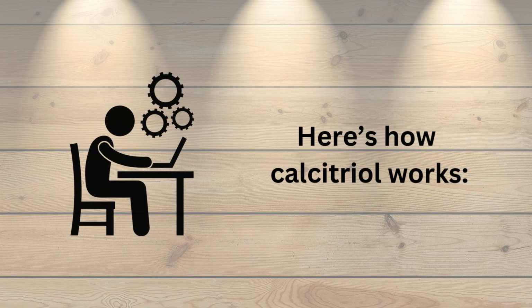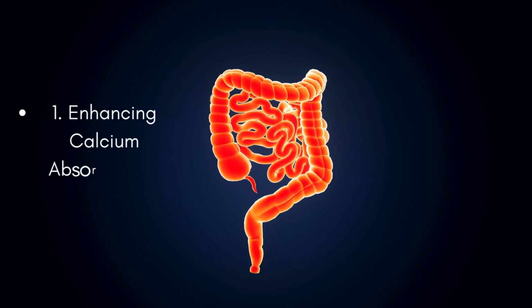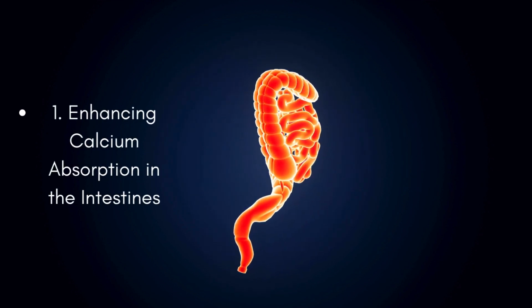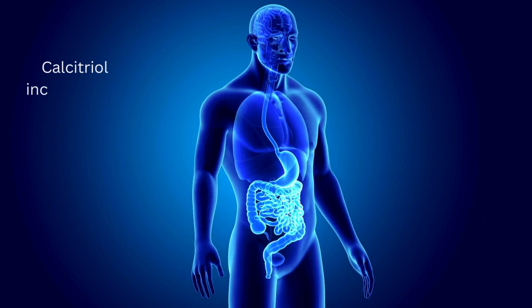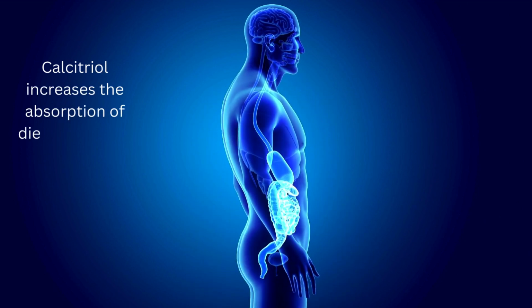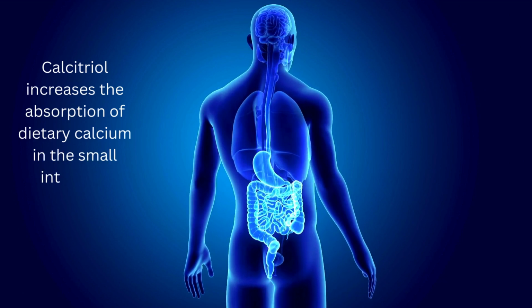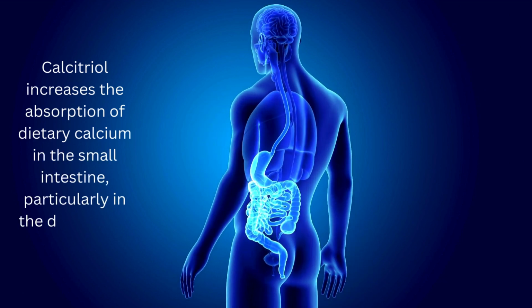Here's how calcitriol works. 1. Enhancing calcium absorption in the intestines. Calcitriol increases the absorption of dietary calcium in the small intestine, particularly in the duodenum.